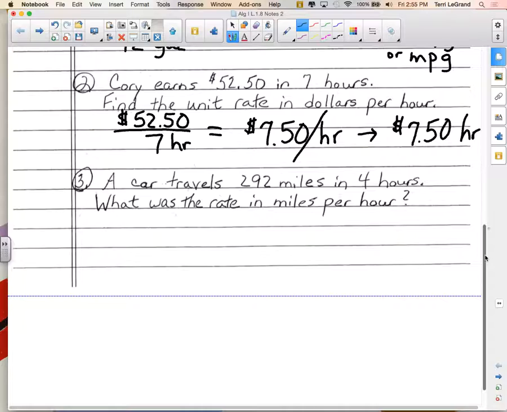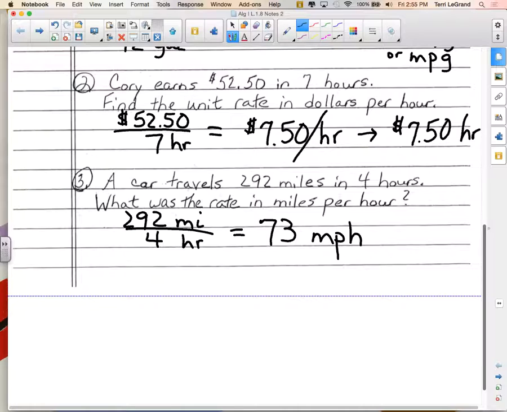Okay, somebody give me the ratio they set up on their paper. This is exactly how it looks on your paper, Alexis. 294 miles over 4 hours. I think you meant 292, right? Yeah. Okay, like that? Okay, and what does that equal? 73 miles per hour.